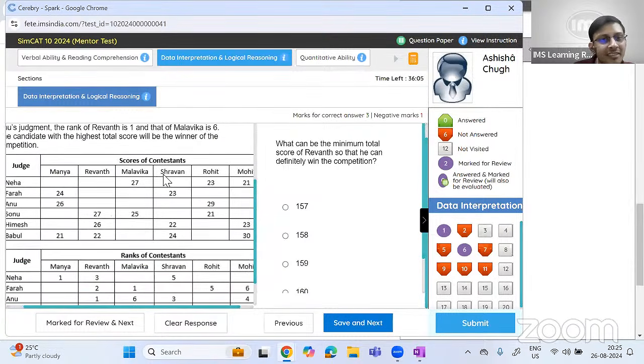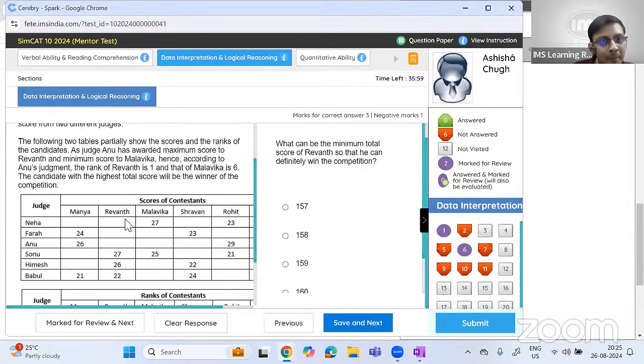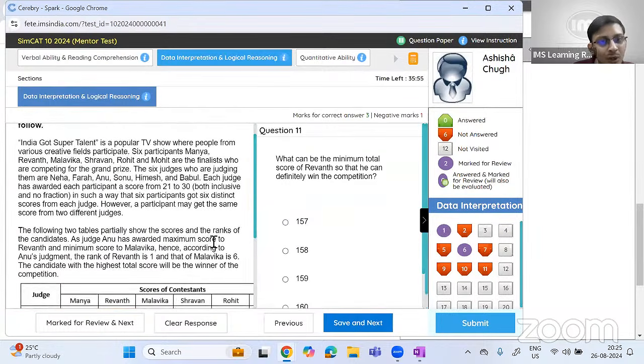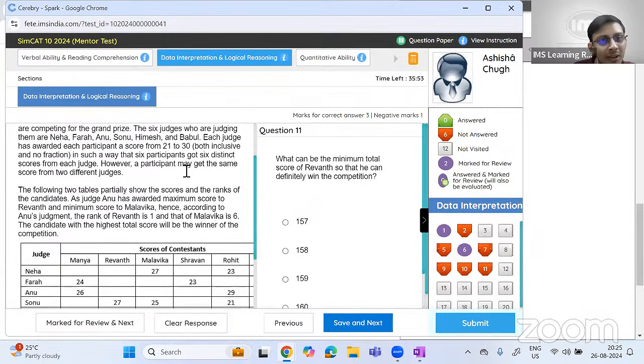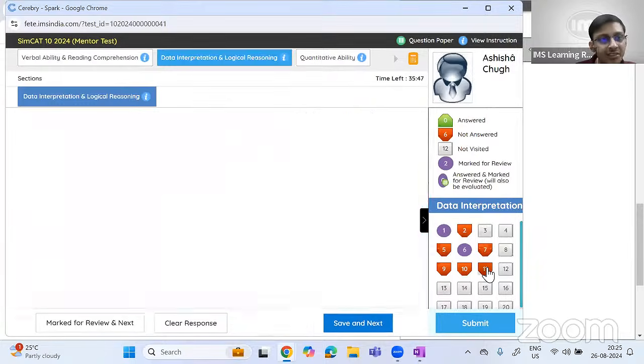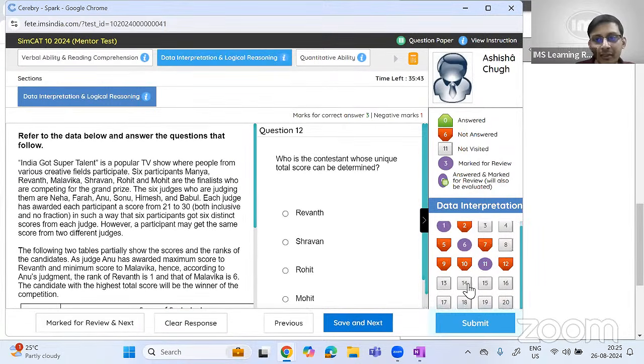Okay, so the first table has the scores, the second table has the ranks given by the different judges, and I think we'll have to combine the tables. This seems much more manageable because all of them are getting distinct scores, 21 to 30, and we have 2 tables with the scores and the ranks, a good bit of information. I think this will be a good set to start off with. I'll come to this 11th one.